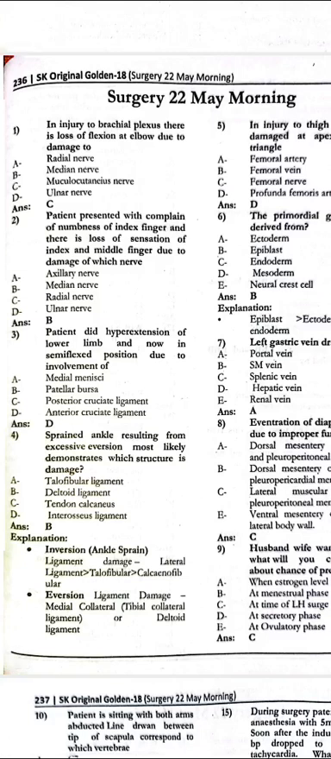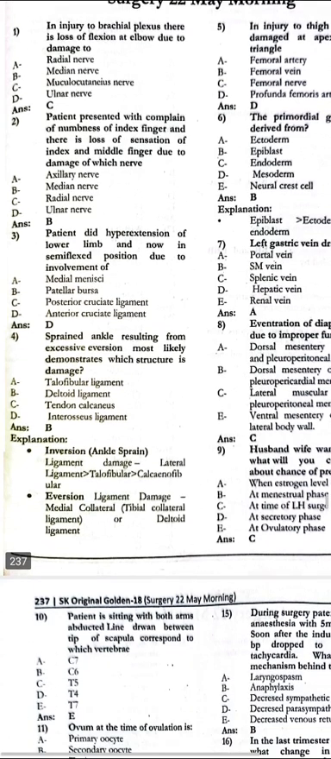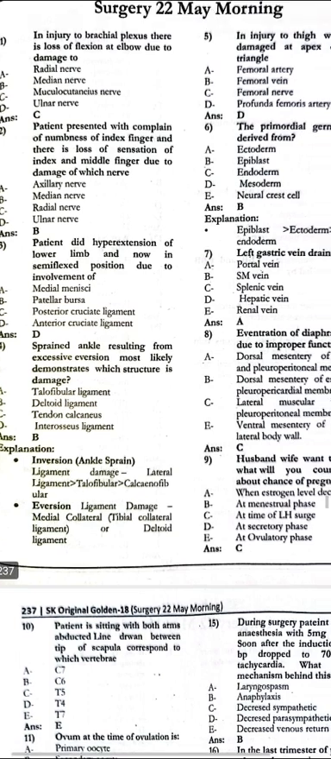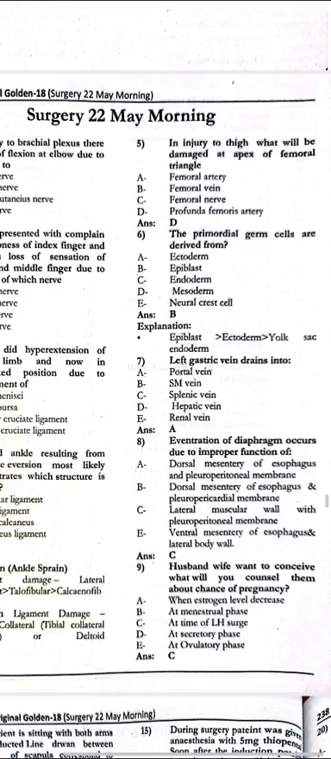The patient did hyperextension of the lower limb and is now in a semi-flexed position due to involvement of the anterior cruciate ligament. The sprained ankle resulting from excessive eversion most likely demonstrates damage to which structure? That is the deltoid ligament. Question number 5, the injury to the thigh: what will be damaged at the apex of the femoral triangle? That is the profunda femoris artery.